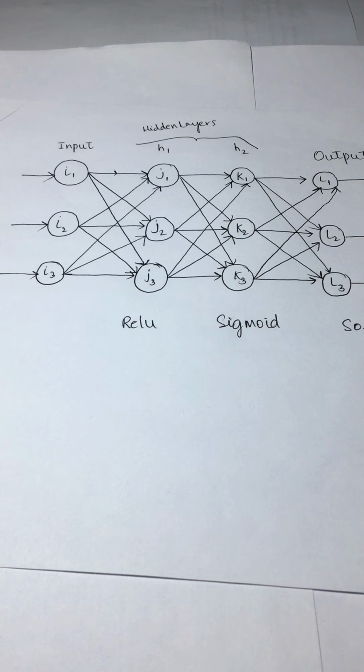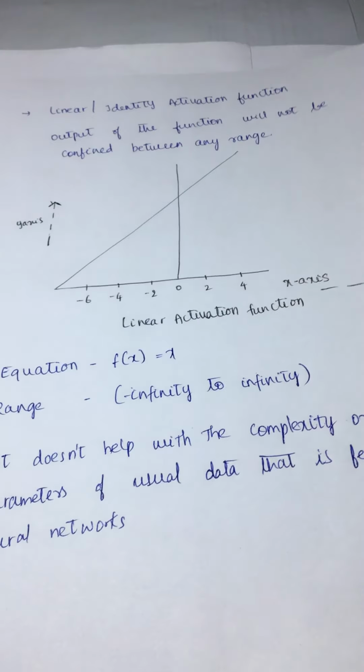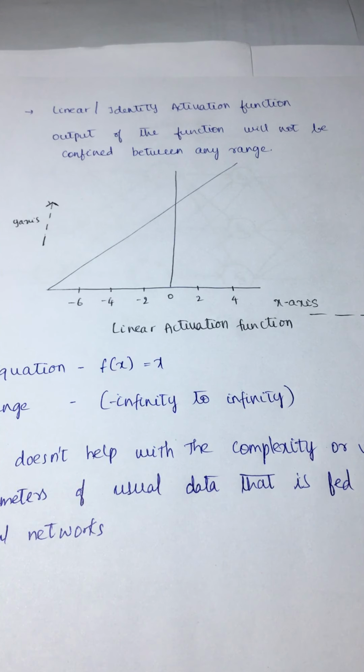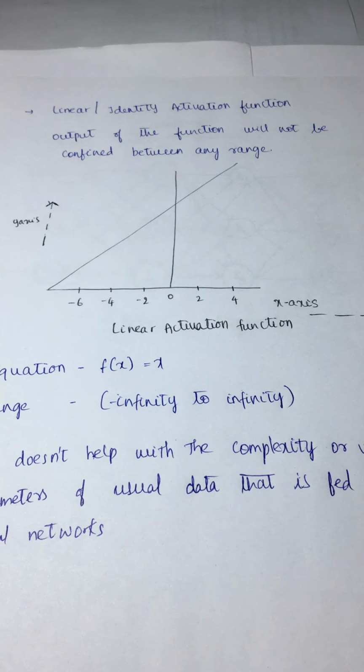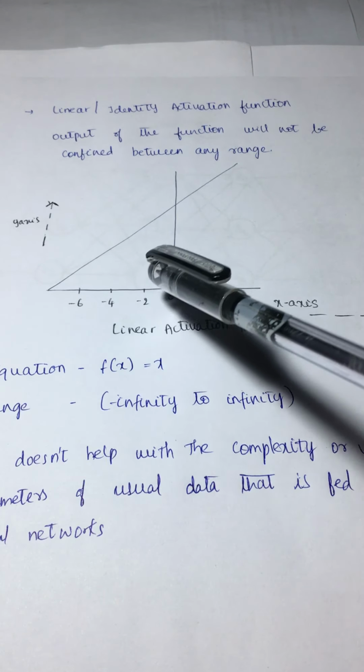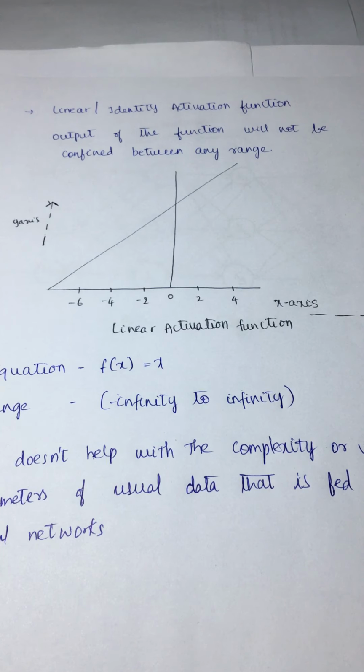As discussed previously, there are two types of activation functions: linear activation functions and non-linear activation functions. The first one is the linear activation function, which is pretty straightforward. It's a straight line, a linear function. The equation for this linear activation function is nothing but f of x is equal to x. Whatever input you give to the function, you just get that as output.